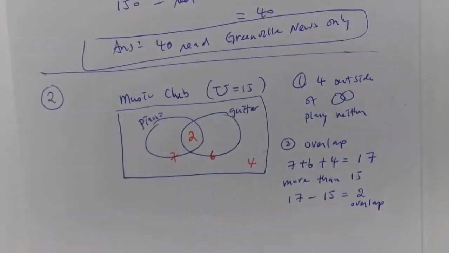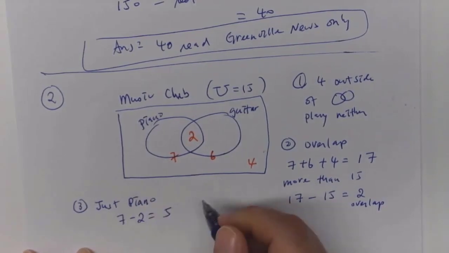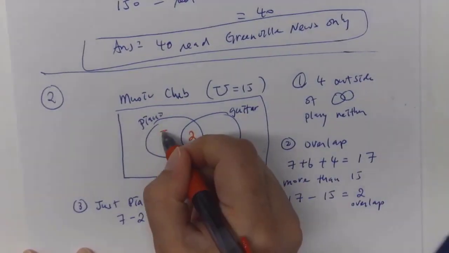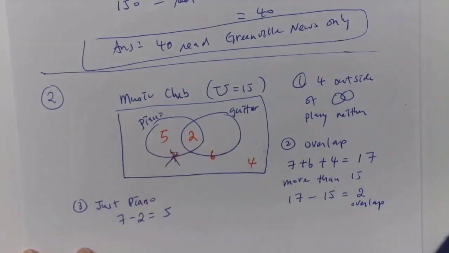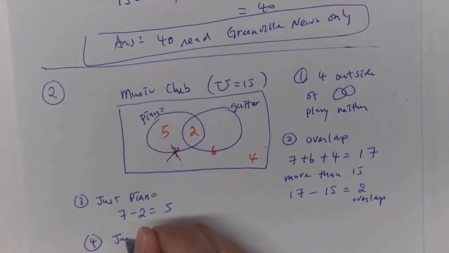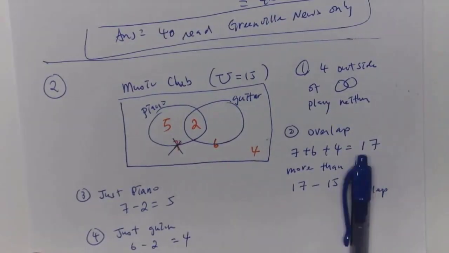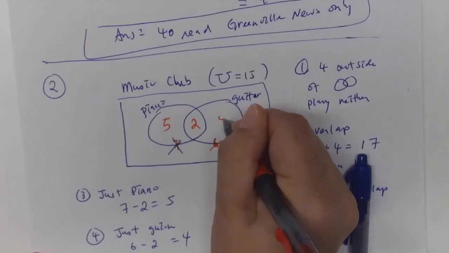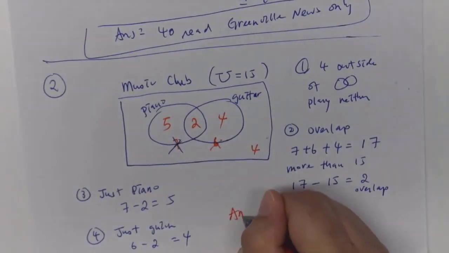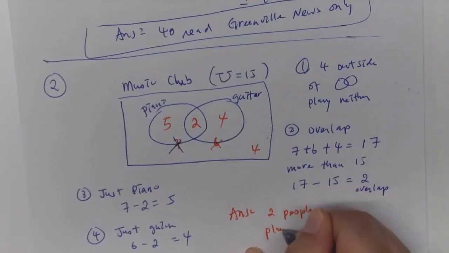So if I know this is 2, then just piano is going to be what? 7 minus 2 equal to 5, so 5 is just piano. Together is still 7, right? Is it okay? And then how about just guitar? 4. 6 minus 2. You have 6 in the whole circle, subtract the overlap 2 equal to 4 just guitar. Are we okay? What are they asking? So the answer is 2 people or 2 members play both instruments, right?